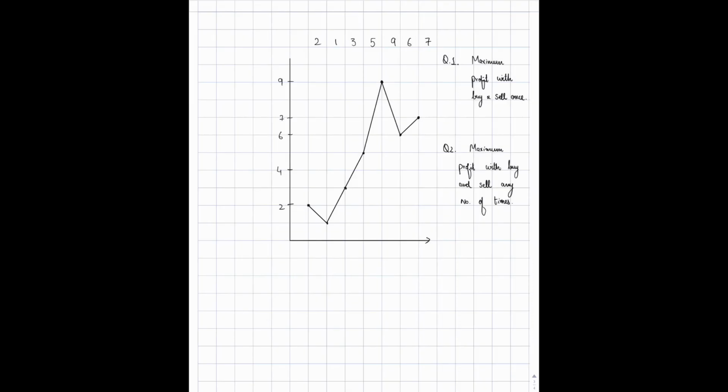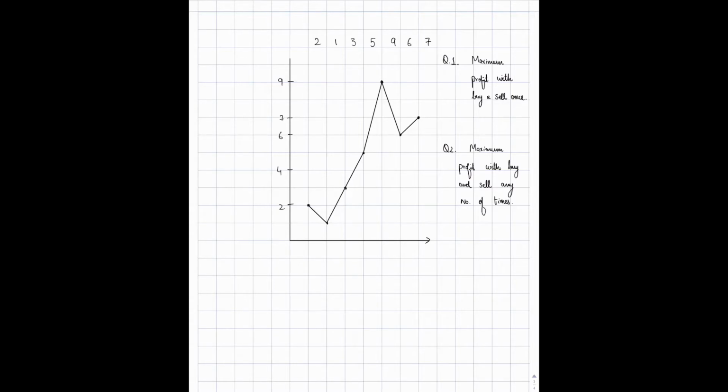Hey, so today our question is about stocks. We are given an array of integers which tells what is the price of the stock for that day. So we are given the price of the stock for n number of days, and our task is to find the maximum profit with the given constraints.